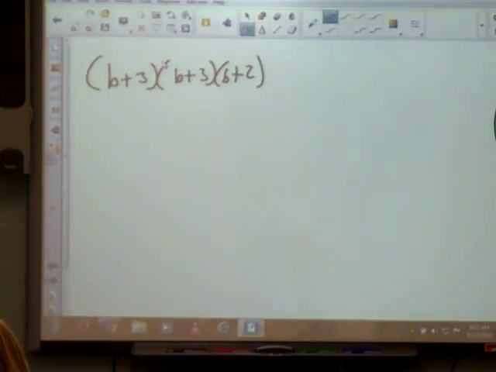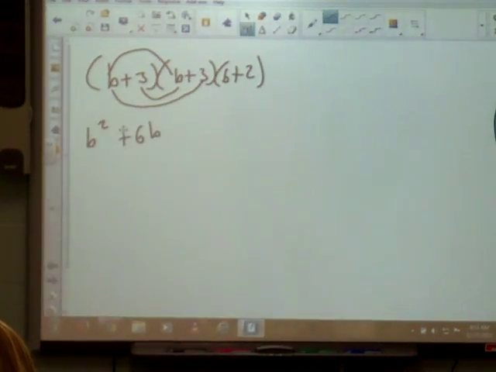Alright, so I'm going to just FOIL the first two, and then whatever I get, I'll multiply it with the last one. So that gets me b squared. Outer's 3b and inner's 3b, so that's 6b. And then last is 9. So now I've still got the b plus 2 to bring down to the party.